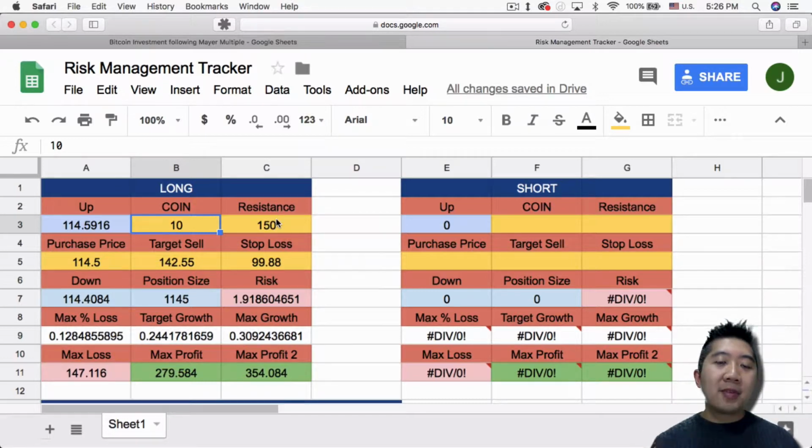And then this resistance level is where you believe you see heavy resistance, where it's unlikely that it will break through. Sometimes your target sell price is lower, because you try to capture profit before it actually hits resistance. But just in case the coin rockets up past your target sell price, but below your resistance level, this is what the max profit is. This is how much you can possibly make if it goes all the way up to the resistance level. So that's basically it with the risk management tracker.